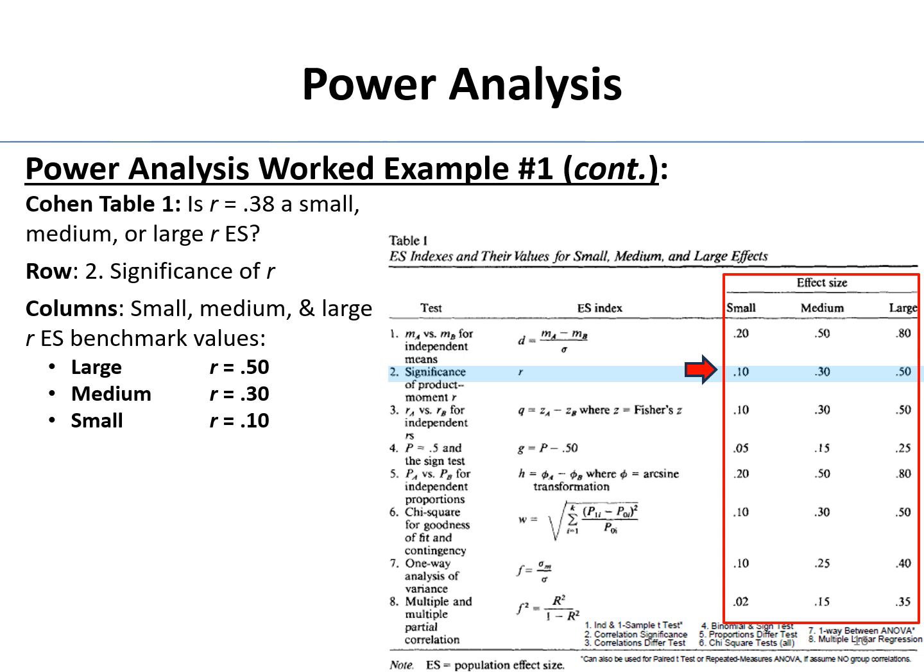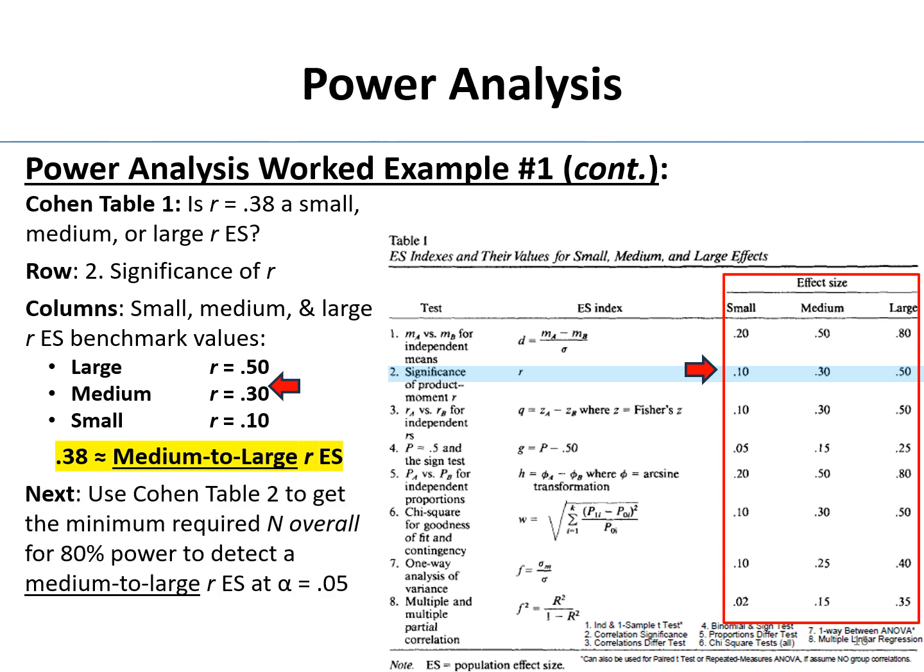So those are the three values that they give as benchmarks. And where's 0.38? It's somewhere between 0.3 and 0.5, so it's somewhere between a medium and a large effect size. Because it's not large, we will go with the lowest common denominator here, which is, we're probably going to call it a medium effect size. Because if you can detect a medium effect size, you can detect a large effect size.